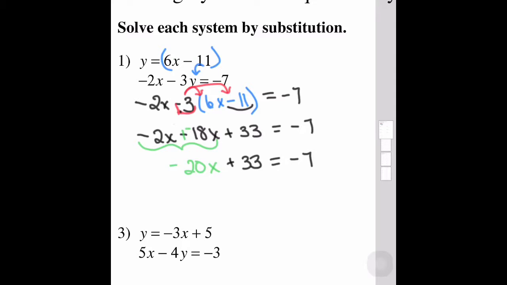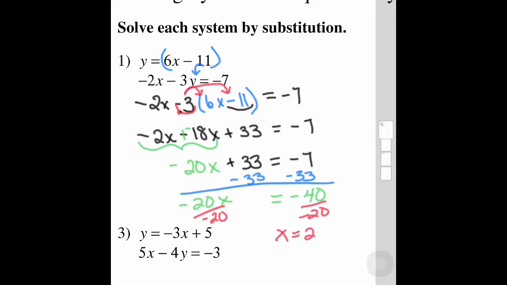So now I need to solve for x. I need to bring the constant to the other side. So I'm going to subtract 33 from each side. Then I have negative 20x equals negative 40. Divide each side by the number in front of the variable, negative 20. You get x equals 2.